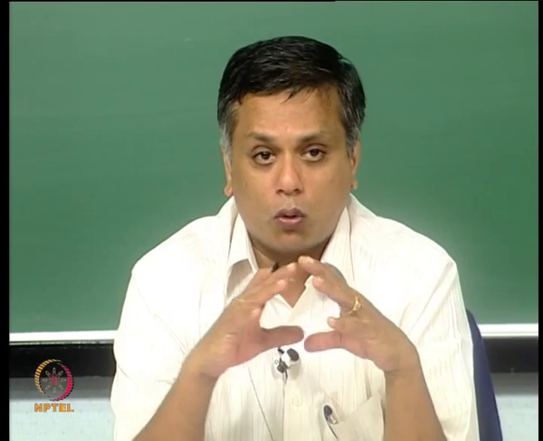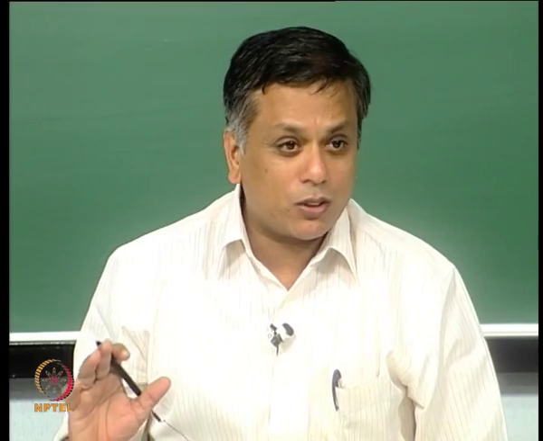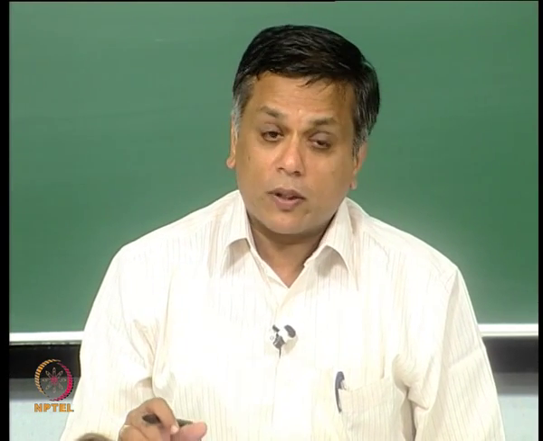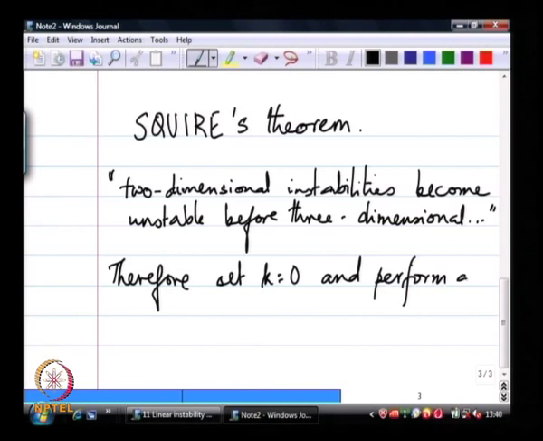So, for a given flow condition, for a given rho 1, rho 2, u 1 and surface tension sigma, it is sufficient if I set either k equal to 0 or L equal to 0, it does not matter which. That is as far as square is concerned, but what we know is that we really need to be setting k equal to 0, because it is this instability in the flow direction that is going to give us the maximum growth rate. Okay. So, we can go forward with this analysis by setting k equal to 0 and perform a 2D linear instability analysis.